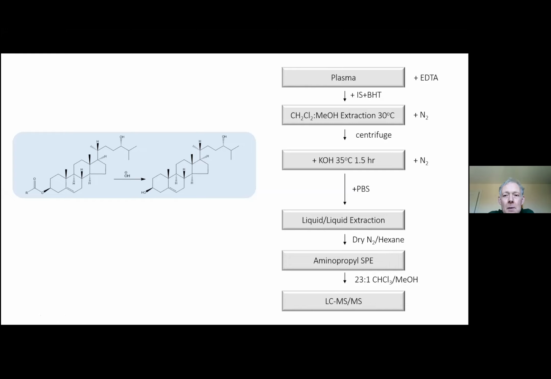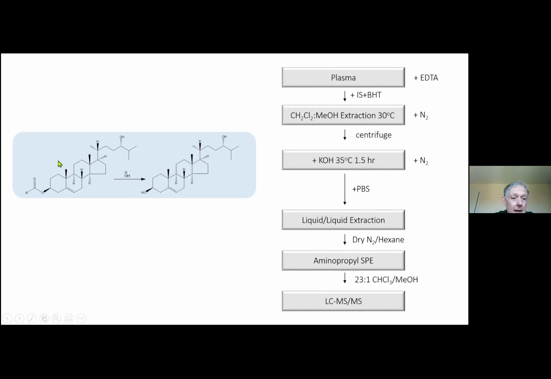Again, we're starting with plasma, and we're collecting the plasma in EDTA containing vacuum containers, and we add BHT and isotope labeled standards. They then do an extraction into chloroform and methanol, and again a hydrolysis with potassium hydroxide, 35 degrees, 1.5 hours.